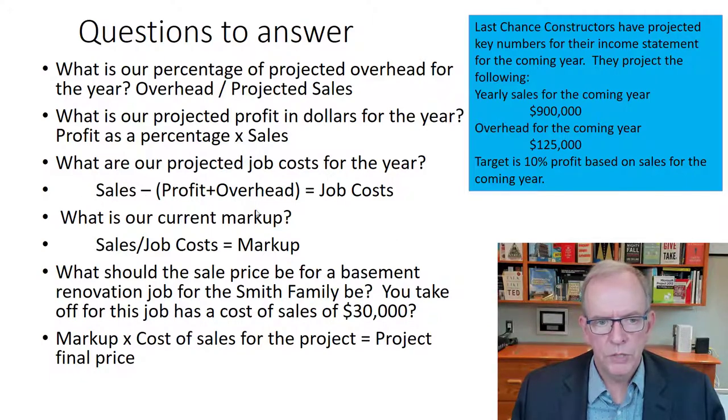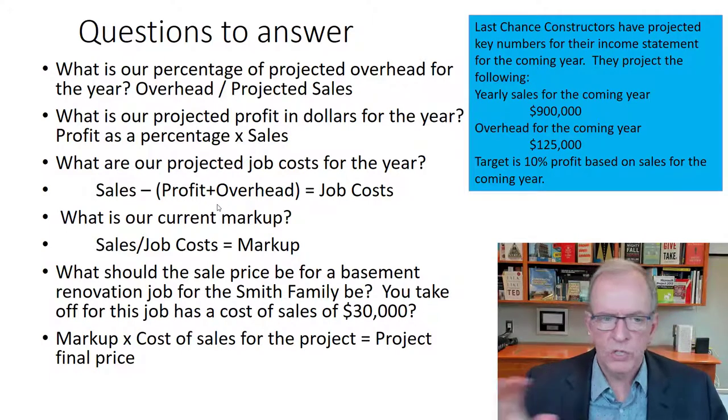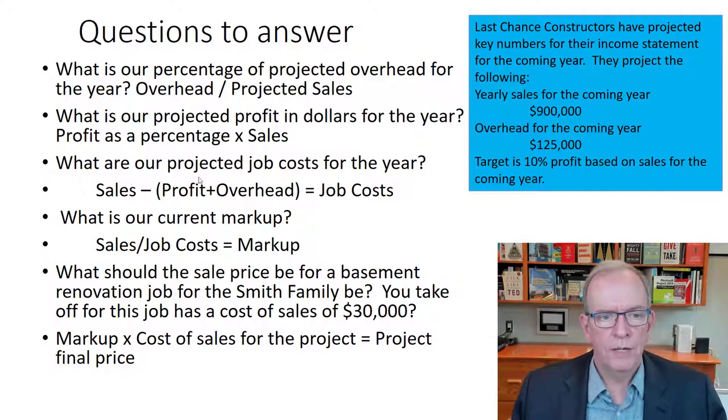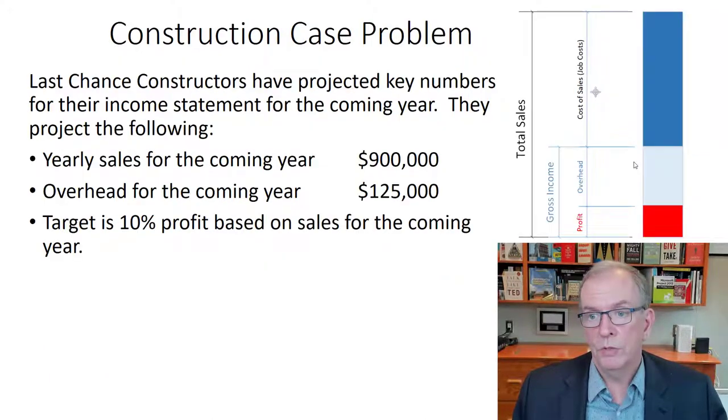What I really want you to do is sort of understand how these components work together, and you can shift them around depending on what it is that you're trying to figure out, right, using basic algebra. But of course, if we know our profit in dollars and we know our overhead in dollars and we know our sales in dollars, then what's left is our job costs. Really what you're doing is you're just saying, okay, I know this and I'm going to subtract this and this, the sum of this, and that will leave me with that.